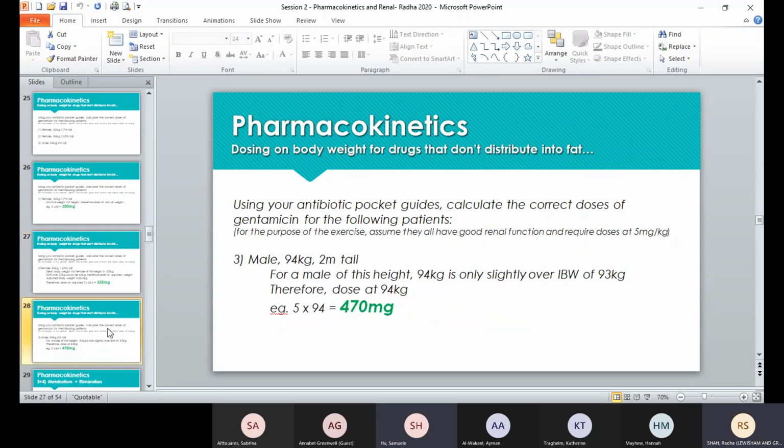Okay. And then the last one is a male who is 94 kilos and 2 meters tall. For a male of this height, 94 kilos is only slightly above the ideal body weight of 93 kilos. Therefore, you can use his actual body weight, so 94 times 5 is 470 milligrams. And he is fine to use that.